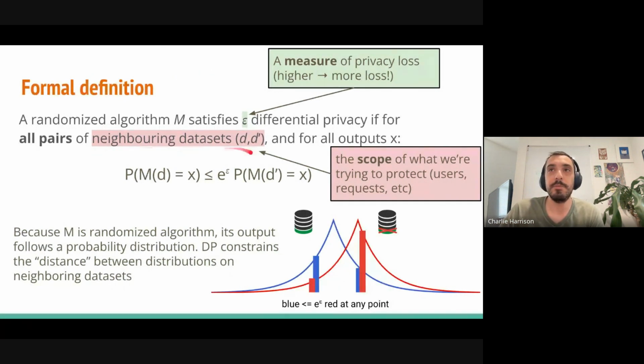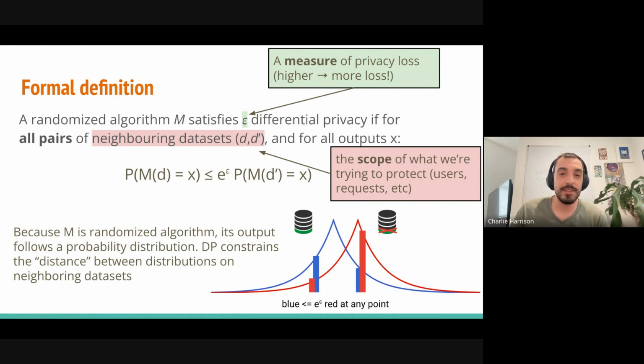And when we're talking about neighboring data sets, this is another really important thing when we're designing a privacy mechanism. This is the scope of what you're trying to protect. So when we're thinking about something like a new noisy feature on performance navigation timing, you could be saying, oh, I want to make sure that any one navigation is protected. Or I could be thinking more broadly and say, oh, I also want to protect all of the user's navigations, maybe over a certain time window or something like that.